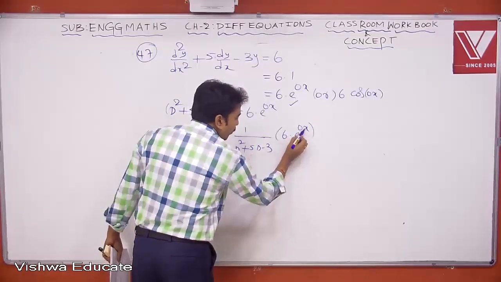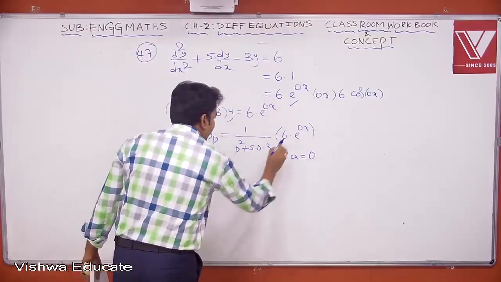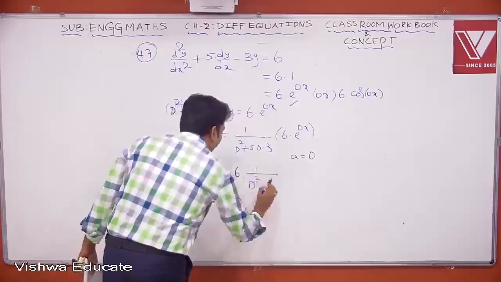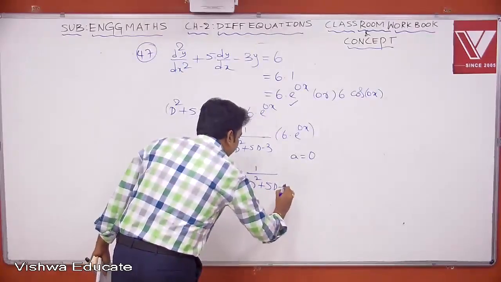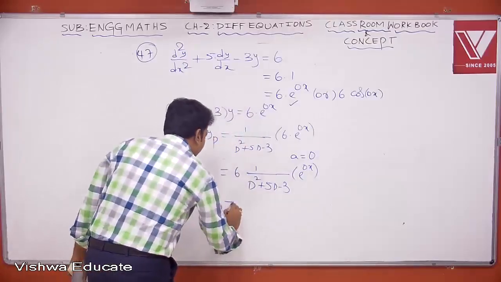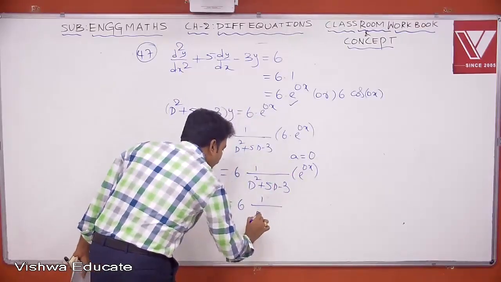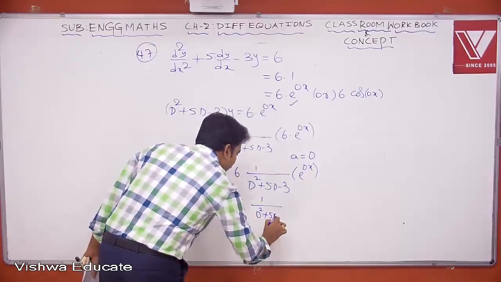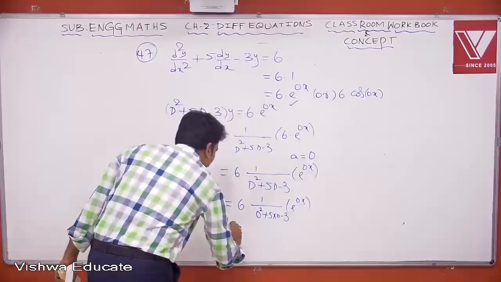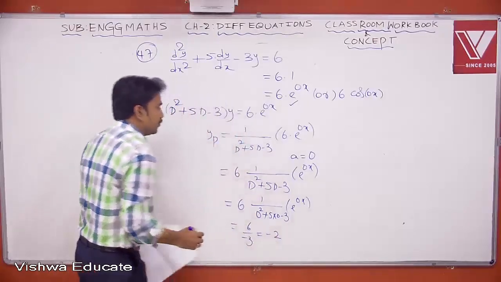Q of x is e power ax. So here a value is 0. Now since 6 is multiplied with this, you can take it before this 1 by f of D. 6 into 1 by (D square plus 5D minus 3) of e power 0x. Therefore this is 6 into 1 by, replace D by 0, that is a. So 0 square plus 5 into 0 minus 3 of e power 0x. So this is nothing but 6 by minus 3. So this is nothing but minus 2.